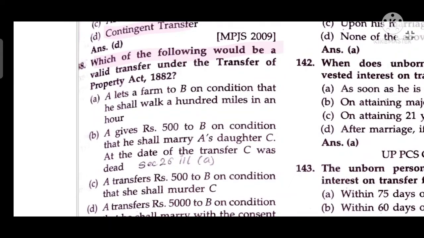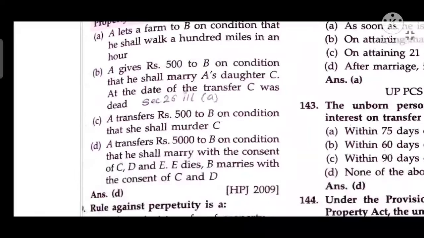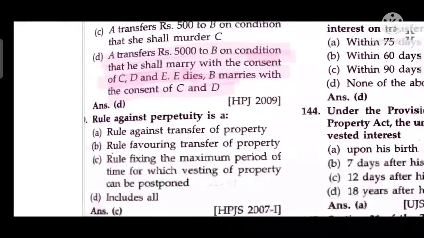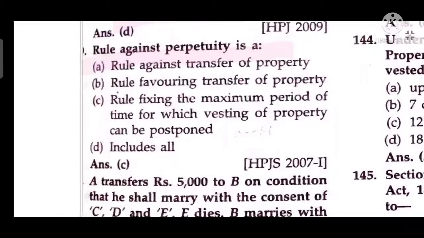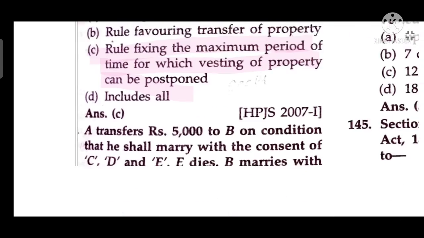Which one of the following would be a valid transfer under the Transfer of Property Act 1882? A transfer of rupees 5,000 to B on the condition that he shall marry with the consent of C, D, E. E dies. B marries with the consent of C and D. Rule against perpetuity is a rule fixing the maximum period of time for which vesting of property can be postponed.